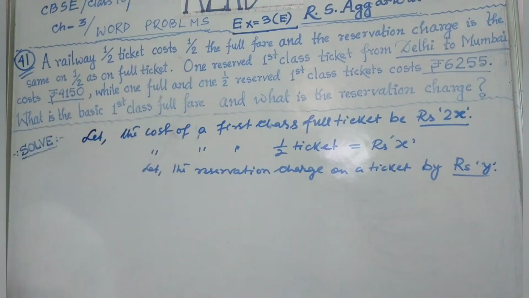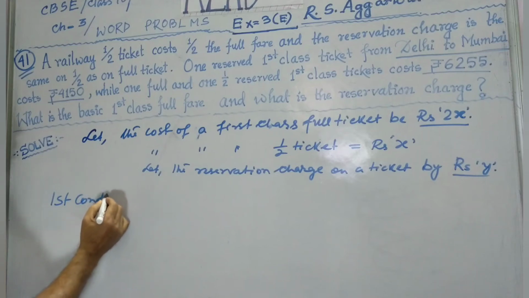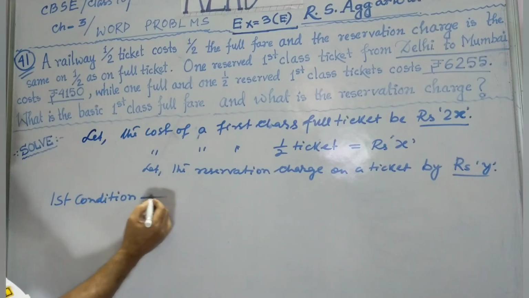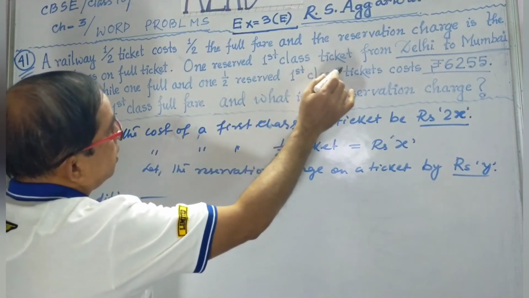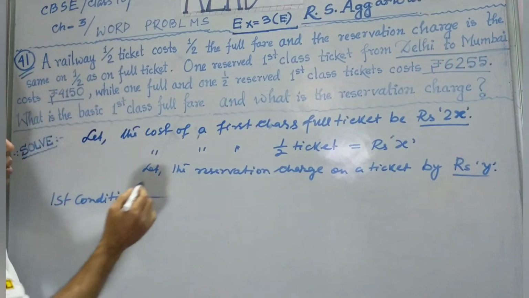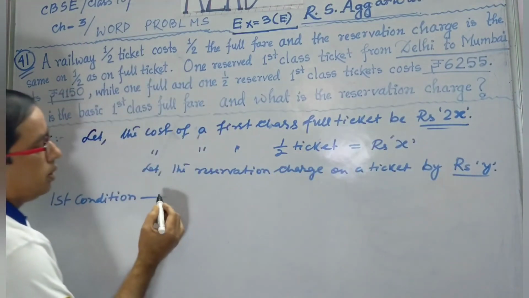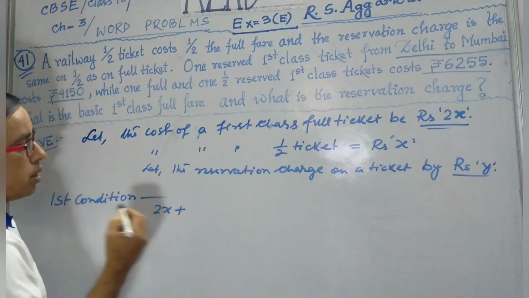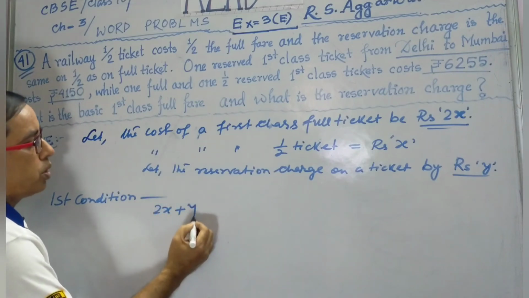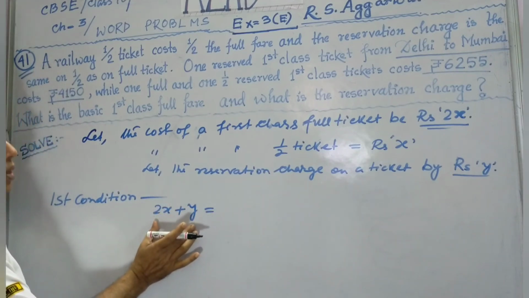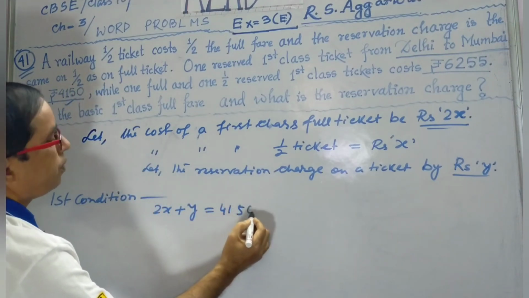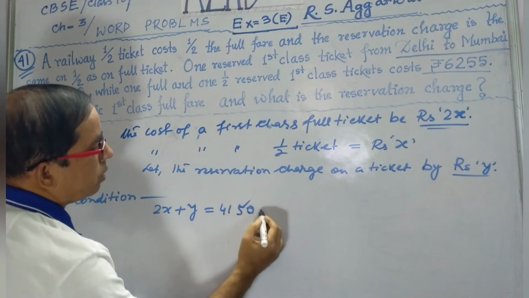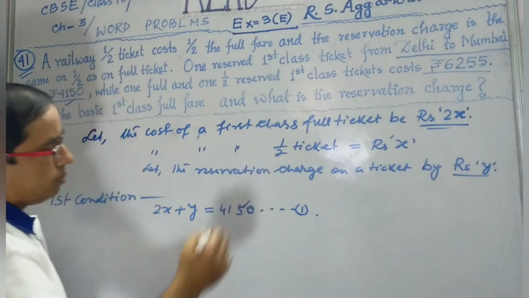But in the first condition, you see that someone reserved one first class ticket from Delhi to Mumbai. What was the cost of the one first class ticket? That is 2x. And what was the charge of reservation for this? The charge was y. And for this he has to pay rupees 4150. So 2x plus y equals 4150. This is equation 1.